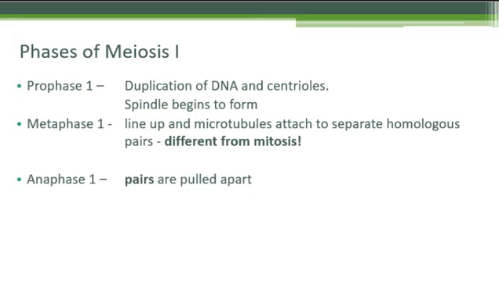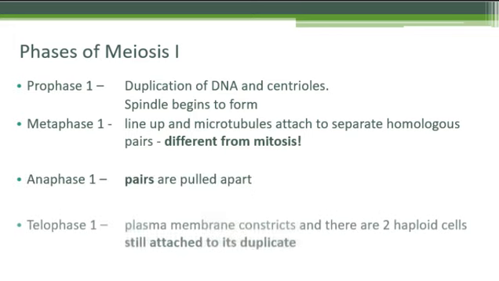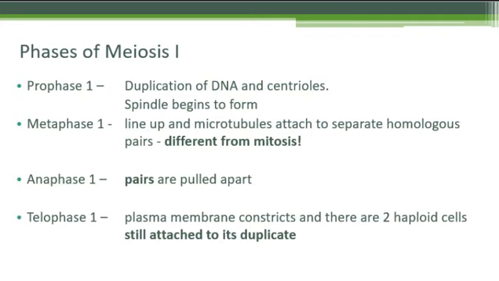Okay, anaphase 1, pairs pull apart. That's different right there. Pairs are pulling apart. Does everybody see the difference? Yeah. You sure you see the difference? Okay. I believe Sugi sees the difference. In telophase 1, the plasma membrane constricts. There are 2 haploid cells still attached to the duplicate. So they're haploid cells with X's inside of them. And now those are going to be pulled apart.